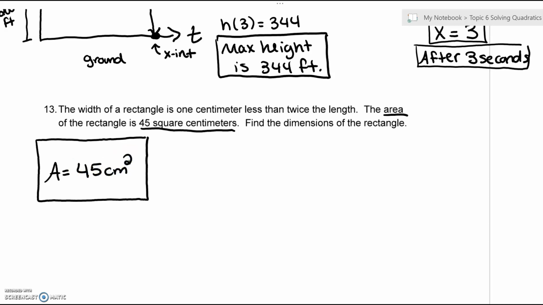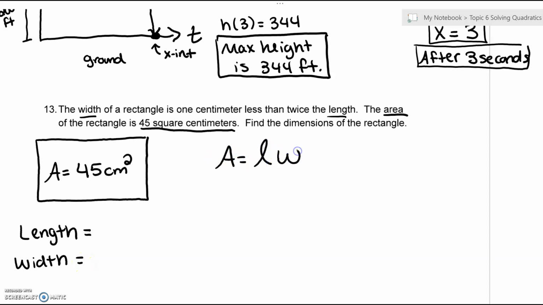And it tells me things. It says something about the width and something about the length. So I know that I'm going to have to define my length and I'm going to define my width. But the biggest thing that we have to remember is that the area of a rectangle is the length times the width.